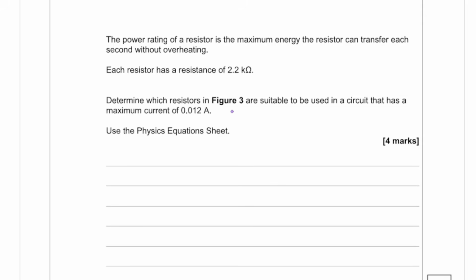Determine which resistors in figure 3 are suitable to be used in a circuit that has a maximum current of 0.012 amps. So that's the current. This is the resistance. So let's convert 2.2 kilo ohms to ohms. You need to multiply it by 1,000. That would give you 2,200 ohms. That gives you a mark there.